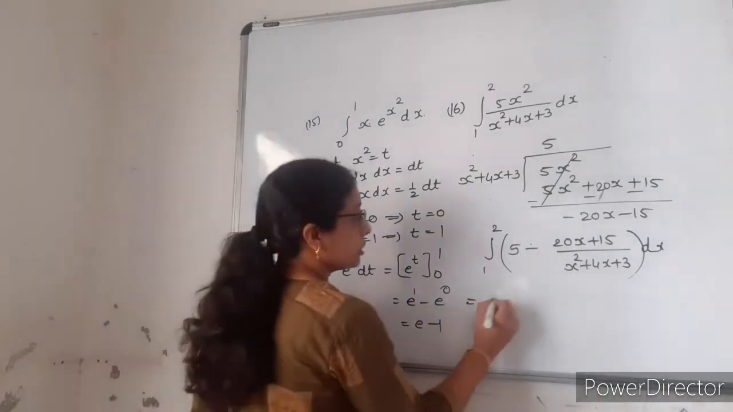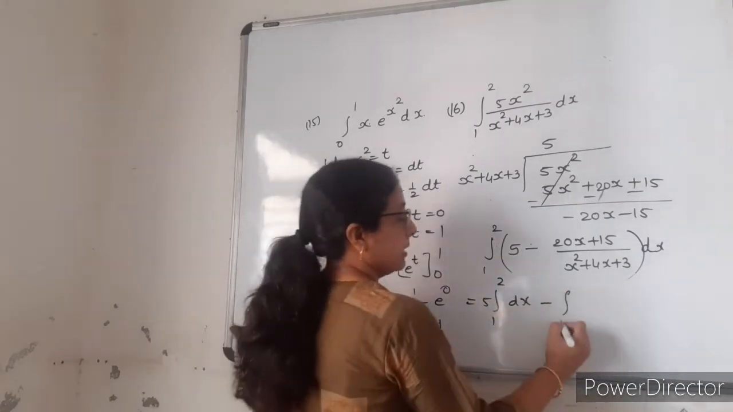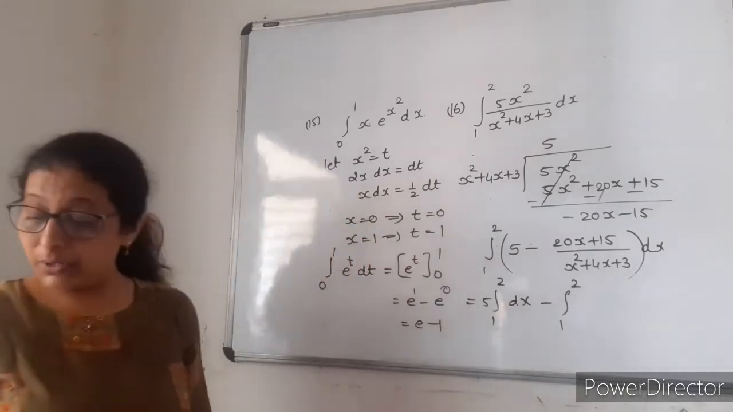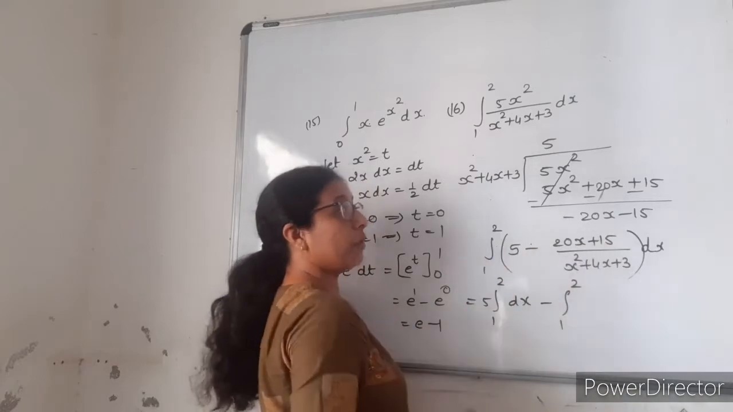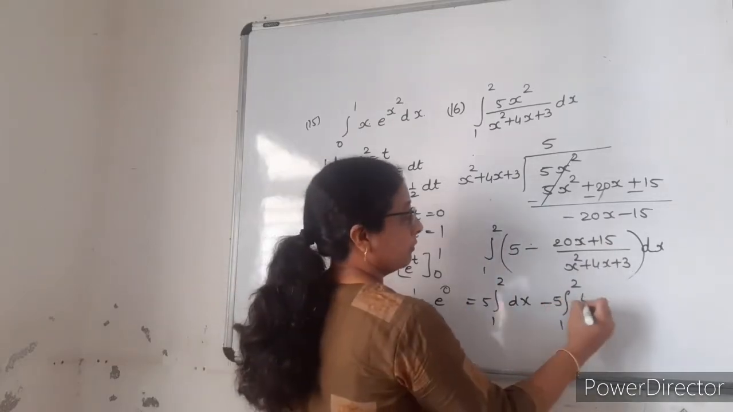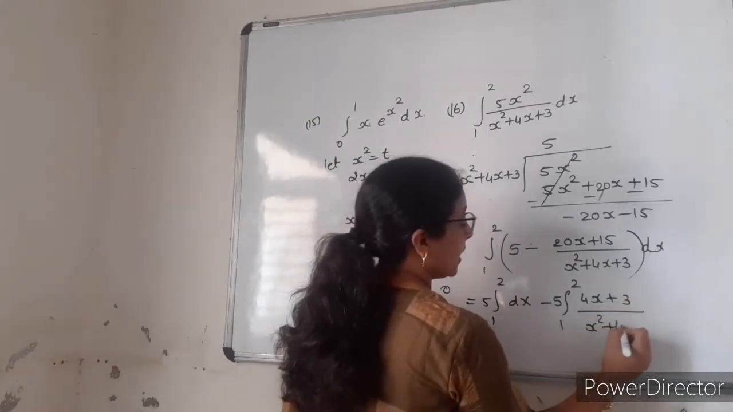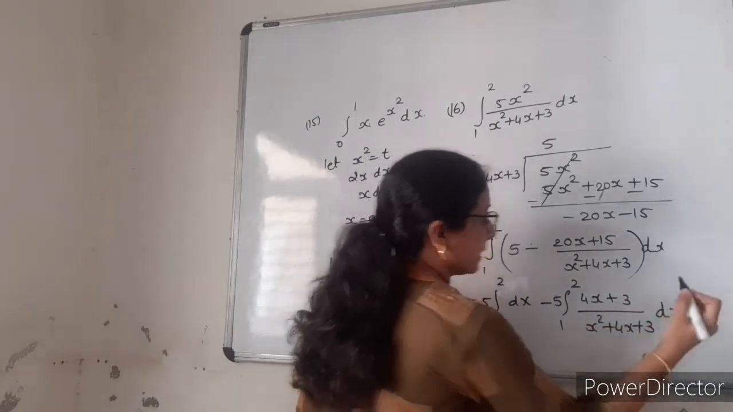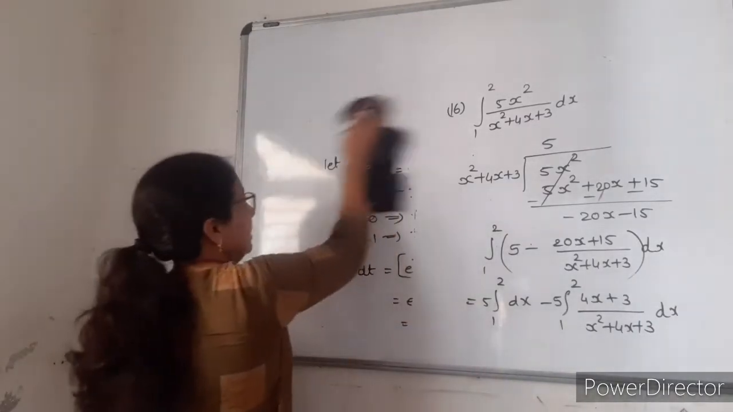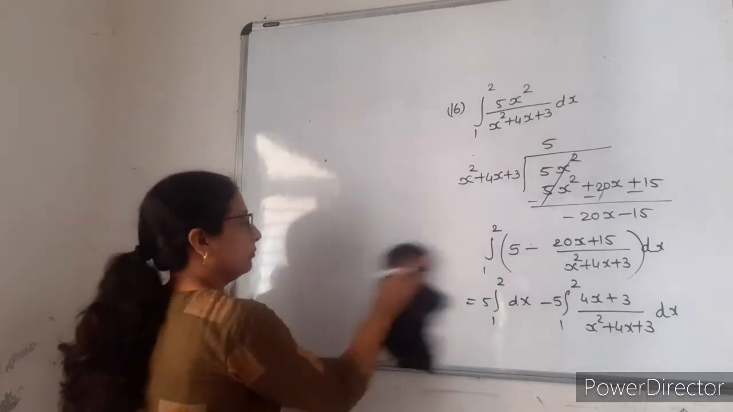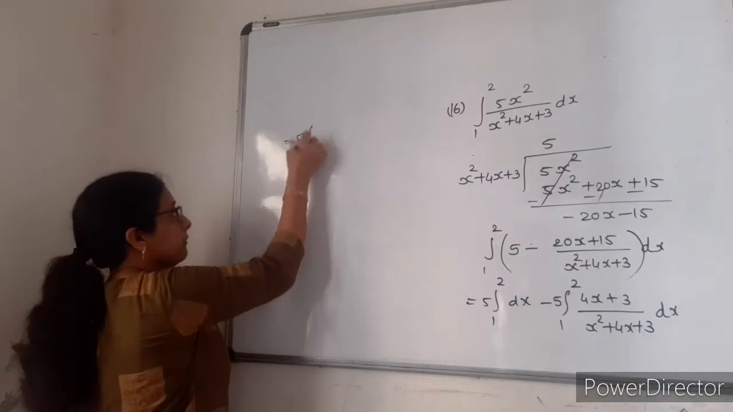Now integration 1 to 2, 5 dx minus integration 1 to 2. Now you can set the terms. How to set the terms? First you take this 5 common from here. So 4x plus 3 upon x square plus 4x plus 3 dx. Now you just tell me what is the derivative of the denominator? What is the derivative? Here, the first term we'll write as it is.